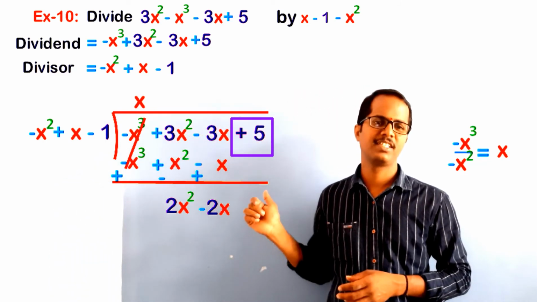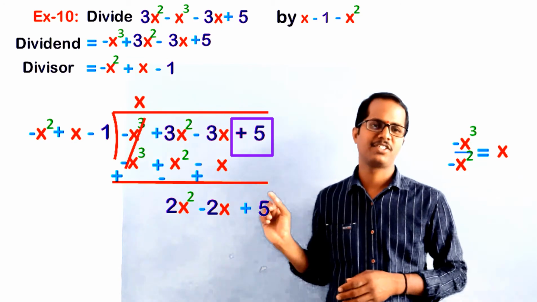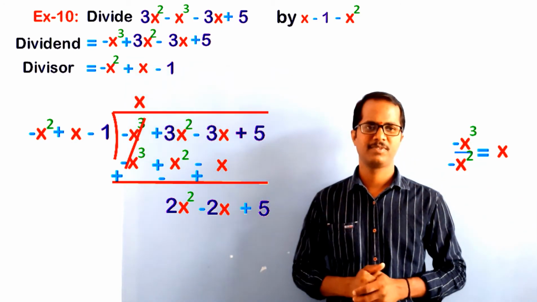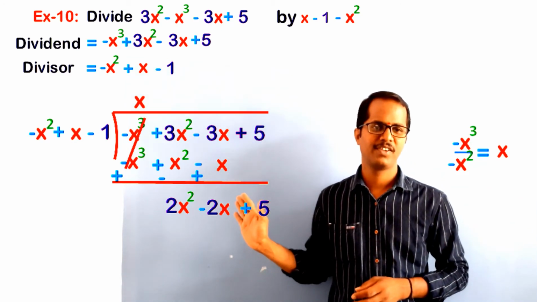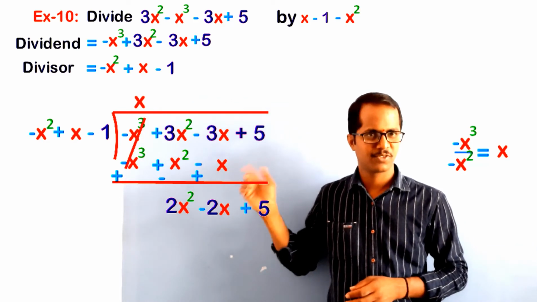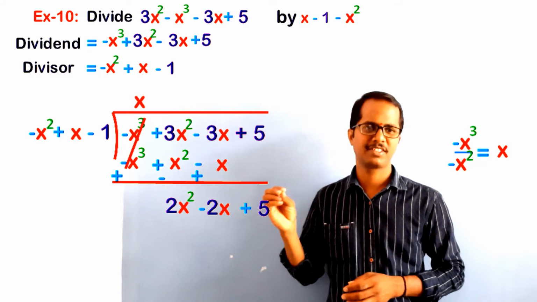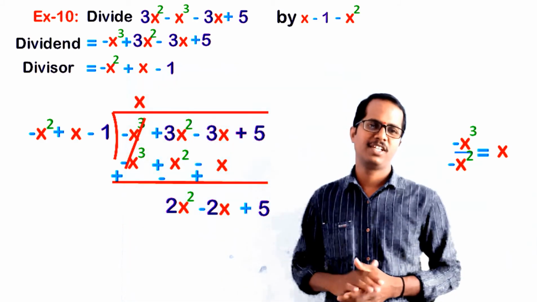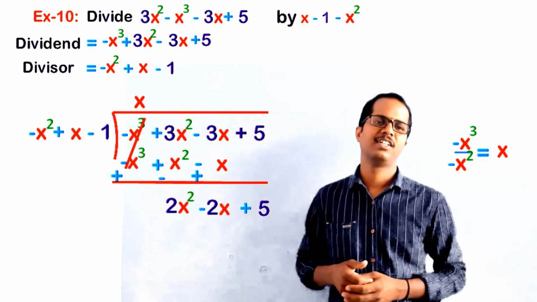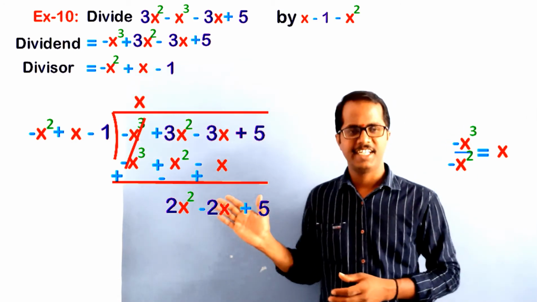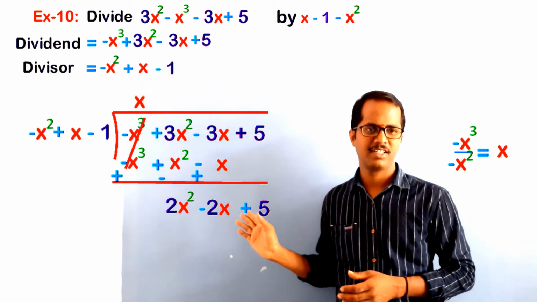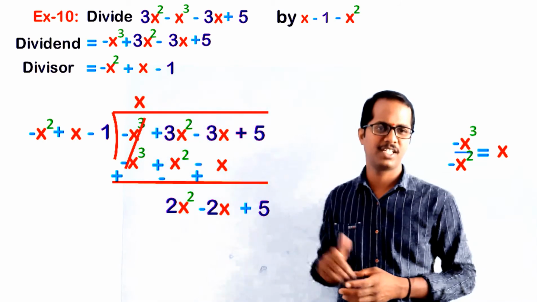To this step we get 2x square minus 2x plus 5. Now its degree is 2 and the divisor degree is also 2. Both have the equal degrees. That means our division process is not completed. We need to further do division. So for that let us divide the first term of the dividend with the first term of the divisor.